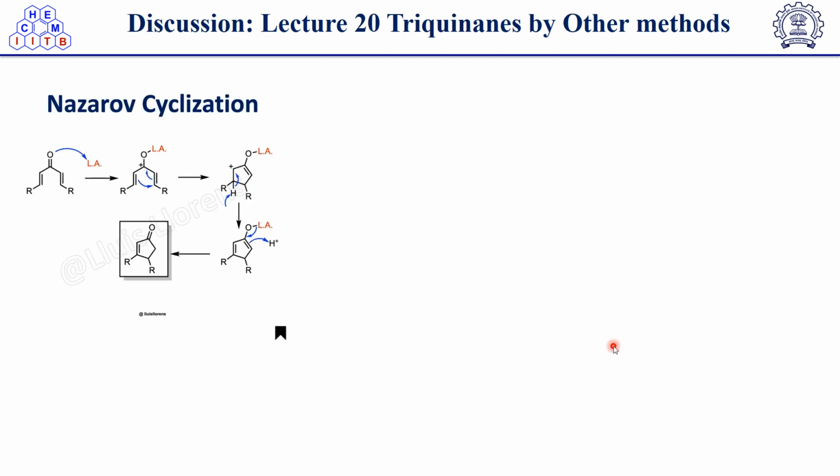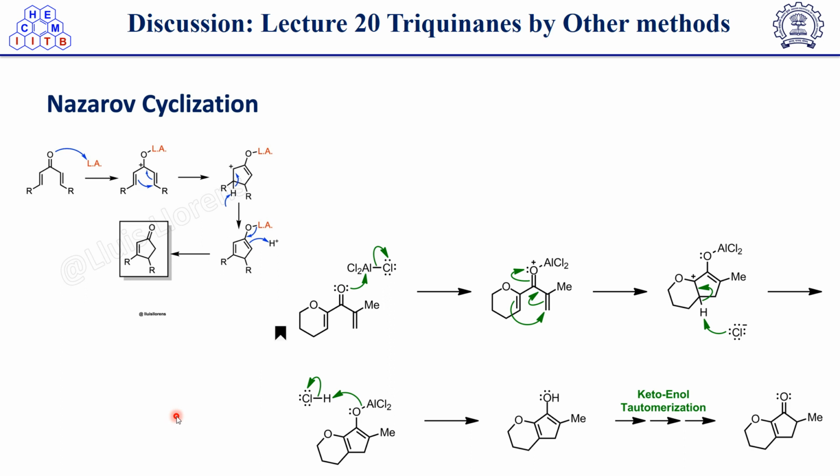Then we saw the Nazarov cyclization, that is a photochemical cyclization. From this compound we will be getting this cyclopentanone ring. This alpha, beta unsaturated ketone will be coordinated to Lewis acid. Then it will undergo this kind of rearrangement followed by this hydride shift to give this cyclopentanone. So this is the mechanism.